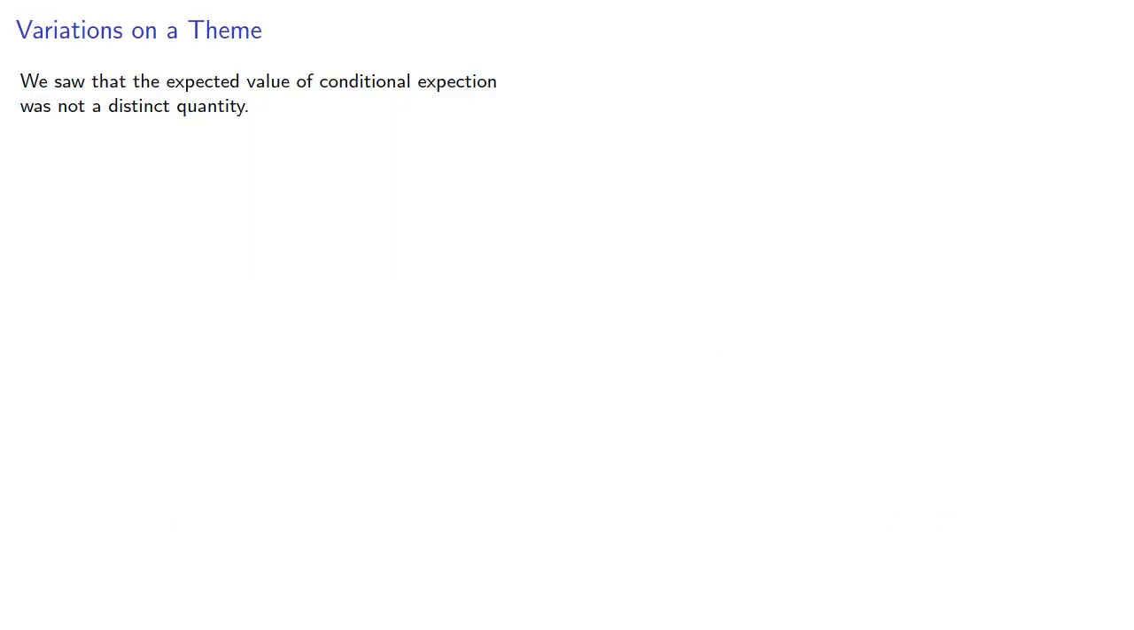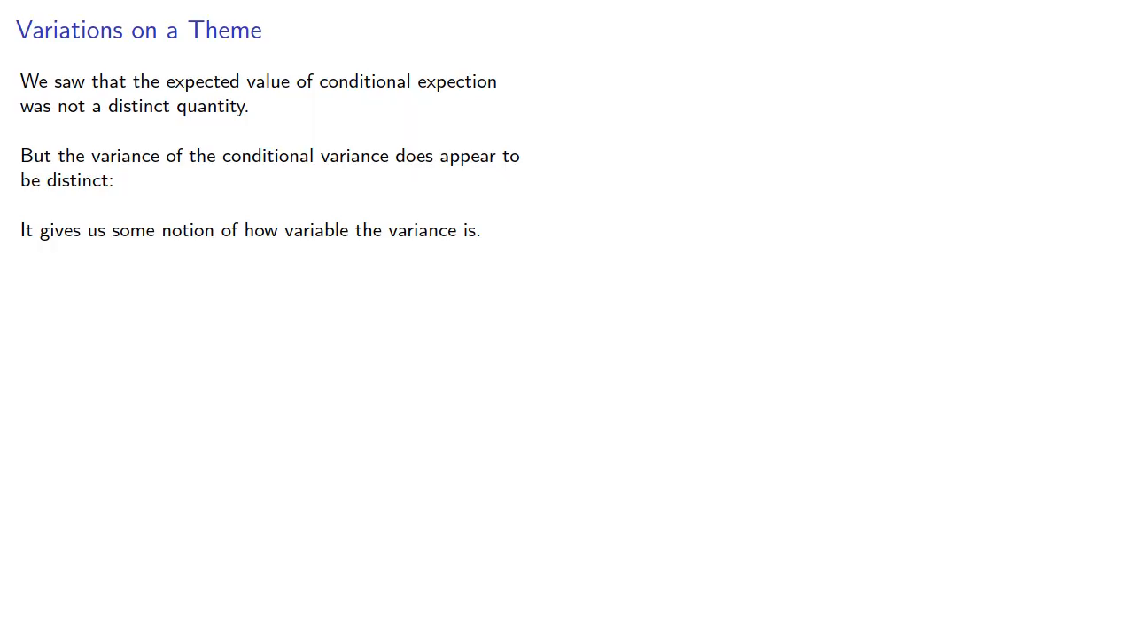Now, earlier we saw that the expected value of a conditional expectation was not a distinct quantity, it was just the expectation. But the variance of a conditional variance does appear to be distinct. It gives us some notion of how variable the variance is. However, that's only useful in some rather specialized contexts, so we don't typically worry about it.